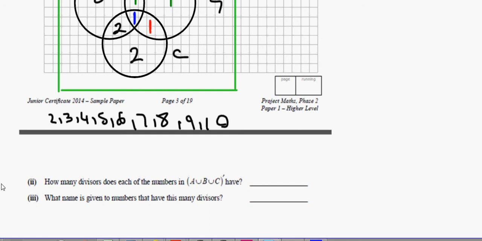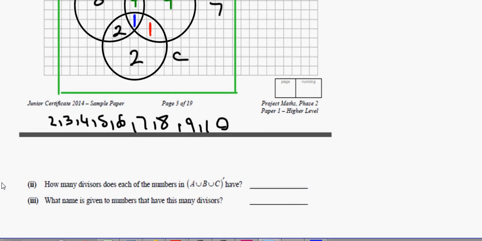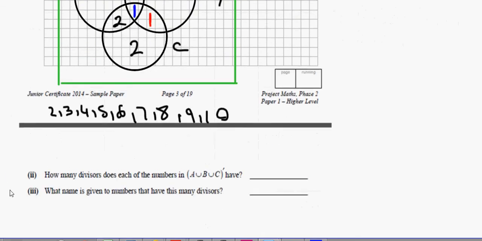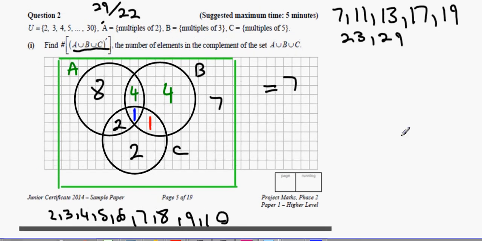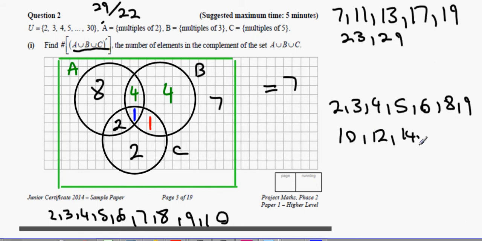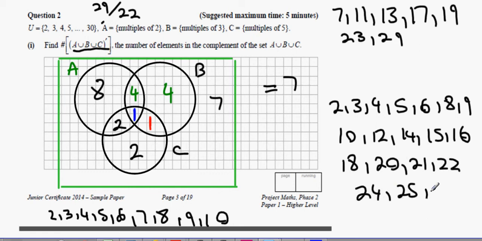How many divisors do the numbers in A union B union C have? Okay, so divisors. A divisor is a number that can go into them. If we look at all the numbers that aren't the prime numbers, we're going to have 2, 3, 4, 5, 6, 8, 9, 10, 12, 14, 15, 16, 18, 20, 21, 22, 24, 25, 26, 27, 28, and 30. Okay? So these are all the numbers that are in this set.